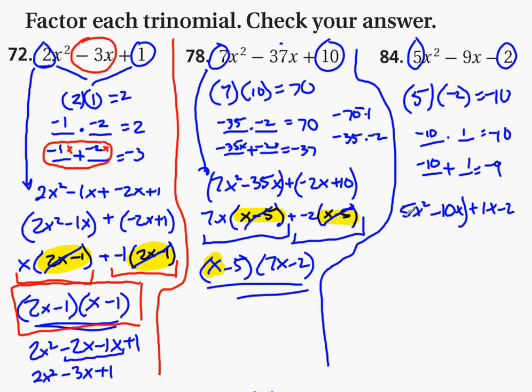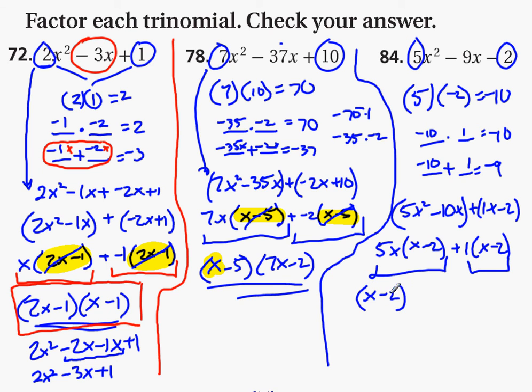Okay, group those into two groups. And let's see, the greatest common factor here is 5x, leaving me with x minus 2. And here my common factor is 1, x minus 2. Between these two terms, then, I have a common factor of x minus 2, and I'm left with 5x plus 1. There you go. The three are now factored.